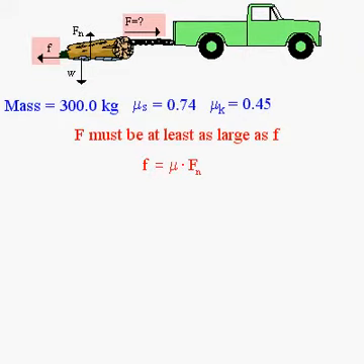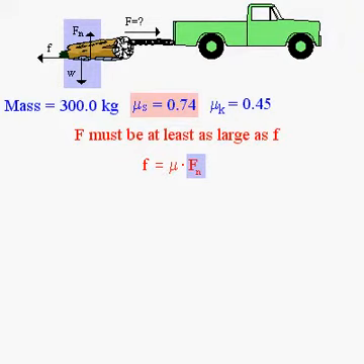Now in this problem we're given two mu's. Which one do we use? Well, the log is sitting still. When things are sitting still, we use the coefficient of static friction, mu s. Well, the only other thing we need to know is the normal force. What's the normal force? Well, to figure that out, we have to look in the vertical dimension.